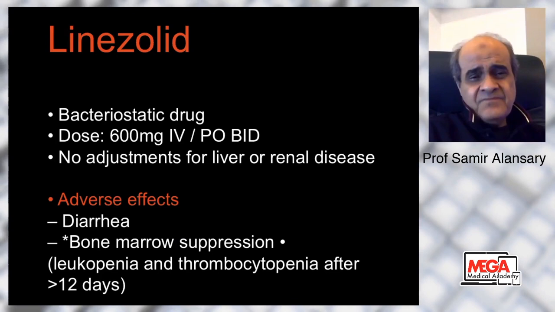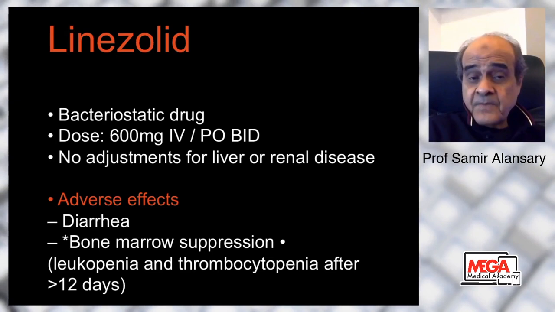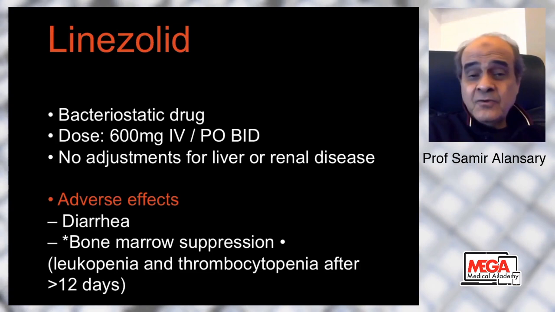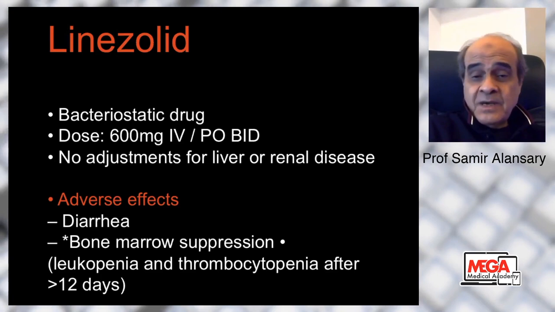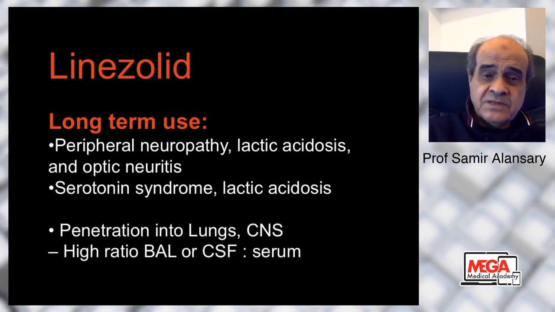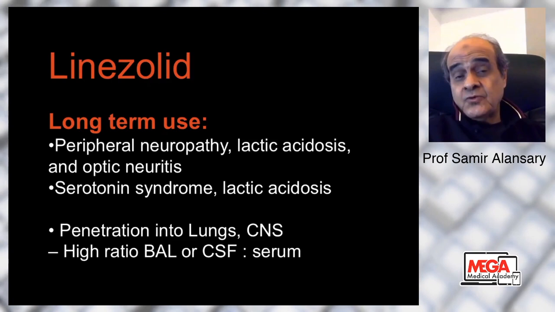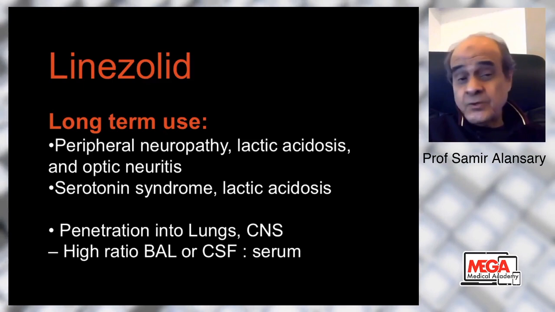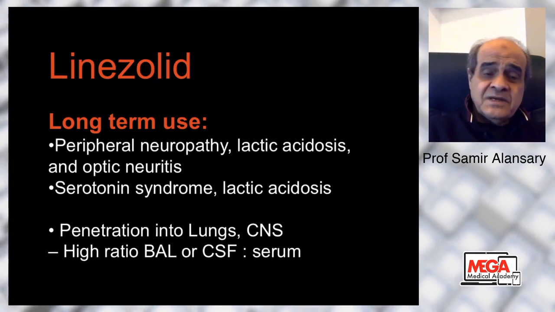Adverse effects: diarrhea and bone marrow suppression, very important. By the 10th or 12th day, you will face your patient anemic, with low RBCs and very low platelets, leukopenia and thrombocytopenia, very common. Take care also of serotonin syndrome and lactic acidosis. Peripheral neuropathy, the patient starts complaining of some numbness in the lips, and optic neuritis. All these complications could be faced with linezolid.